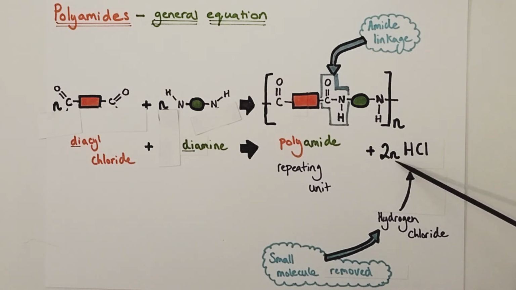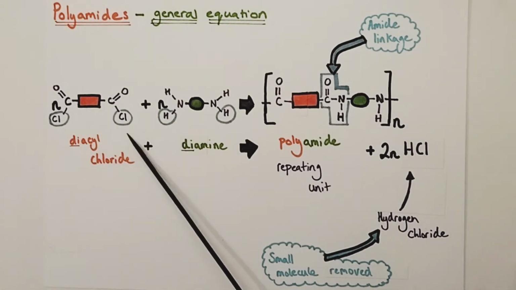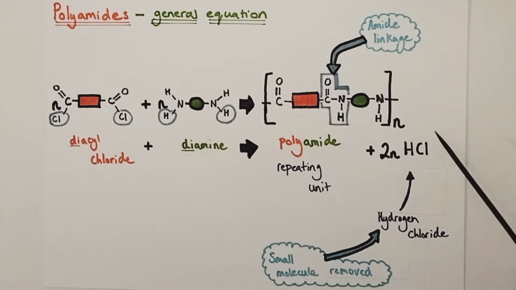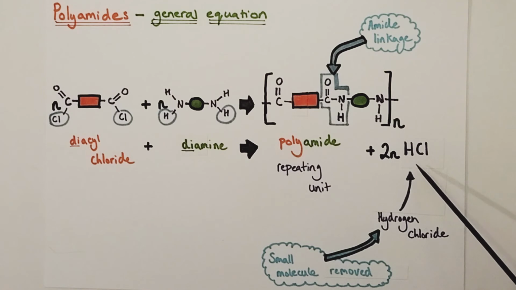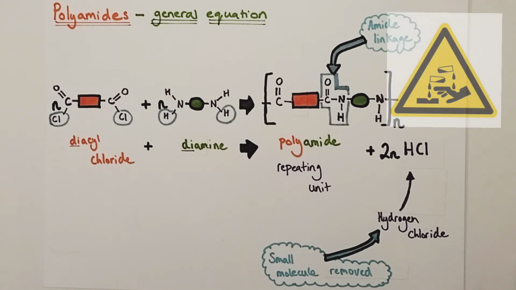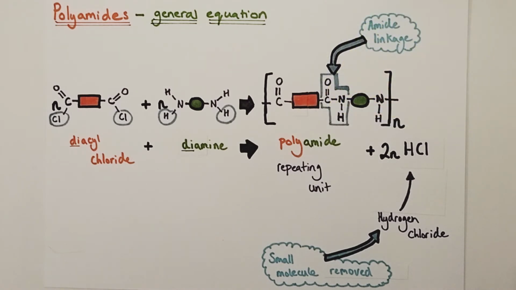Again, 2N is used next to the small molecule removed, in this case HCl, because for every N repeating unit formed, 2N HCl molecules will be removed via this condensation reaction. Acyl chlorides may be chosen to form polymers instead of dicarboxylic acids, as the rate of reaction may be faster or the yields more favourable. But the hydrogen chloride formed as a byproduct of this reaction does bring inherent risk, as the misty fumes are corrosive in nature. So it's very much a process of weighing up the pros and cons here.